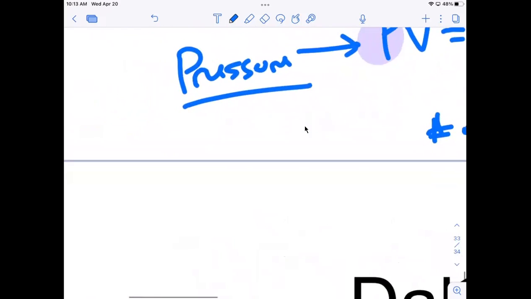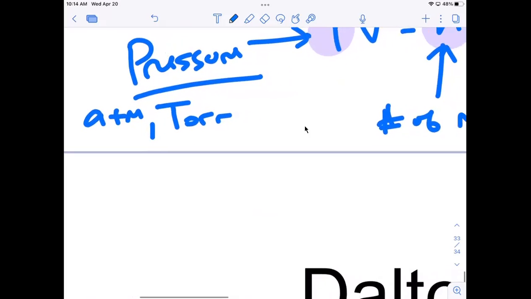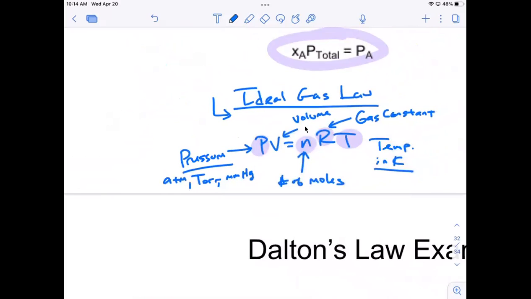So the pressure can be in atmospheres. It can be in torr, right? Pressure has a lot of different units that you can use to solve for. A lot of these questions end up having conversions involved where you have to go from atmosphere to torr or millimeters of mercury. That's another pressure unit. Your volume is always going to be in liters.